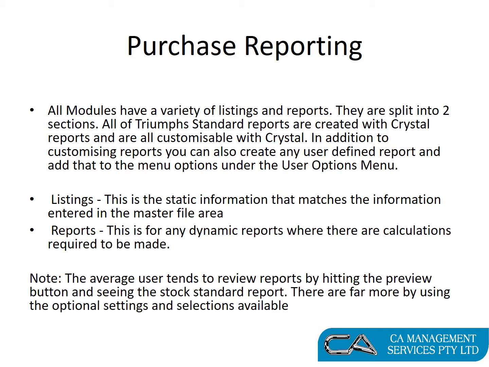So when you're having a look at the point of sale reporting, Triumph's got fairly simple point of sale reporting, but it's consistent with all of their other modules that you have two areas: one for your listings, which gives you any static information, and then you've got the reports, which is any dynamic information that's been calculated or taken over from reports. Lots of people tend to come in and look at reports in any of the modules and always just hit the preview button and don't really look at some of the options and features.